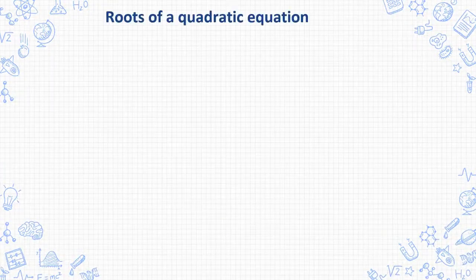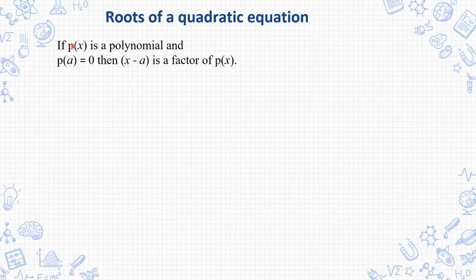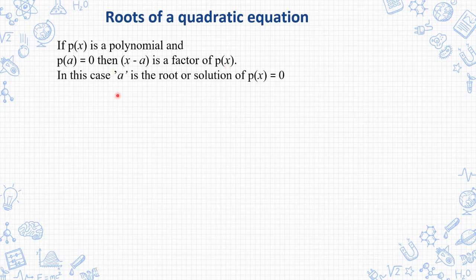Roots of a quadratic equation. Let us try to understand what is the meaning of root of a quadratic equation. If p(x) is a polynomial and p(a) is equal to 0, that means in the polynomial p(x), in place of x, if you substitute a and you get 0, then I will say that x minus a is a factor of the polynomial p(x). And in this case, a is a root or solution of the polynomial p(x) equal to 0.